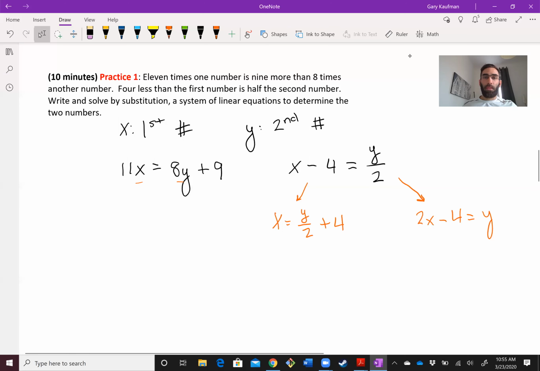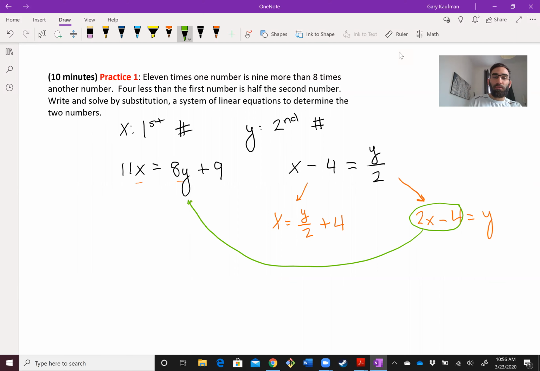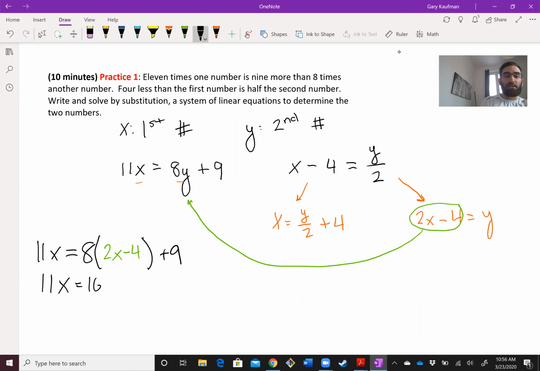Go ahead. So it doesn't matter which one you used. I'm going to use this one for the sole purpose of not having to deal with fractions. And I'm going to substitute this in for y. So I now have the equation 11x equals 8 times (2x minus 4) plus 9. I can then solve it. 11x equals 16x minus 32 plus 9. I'm going to subtract the 16x to the other side.